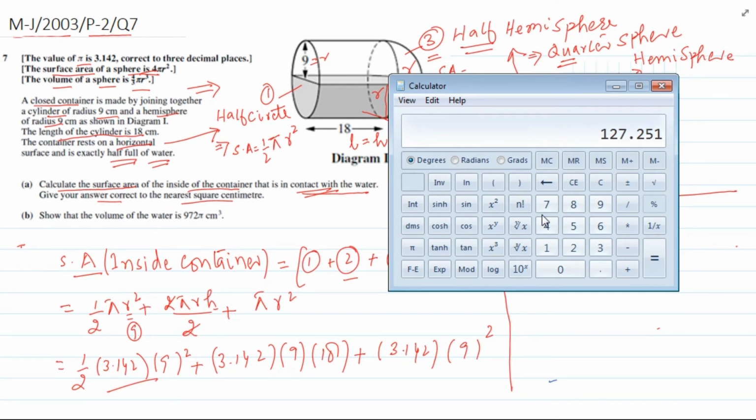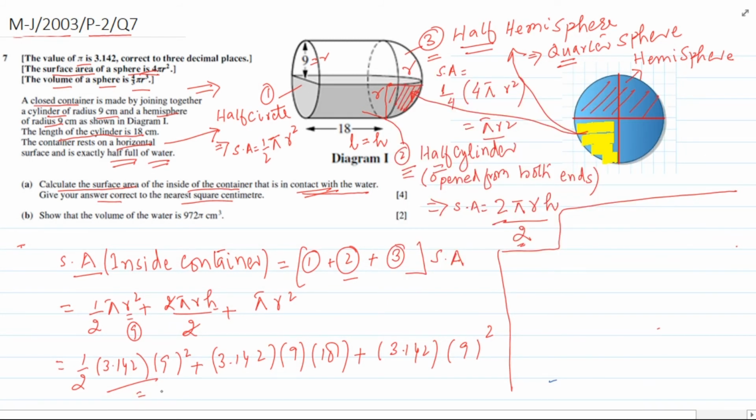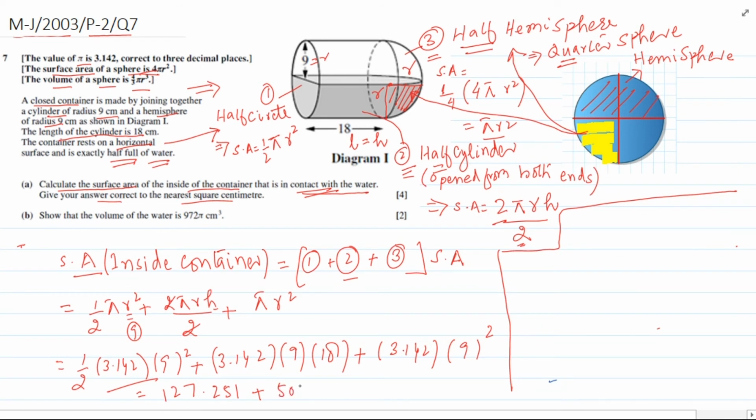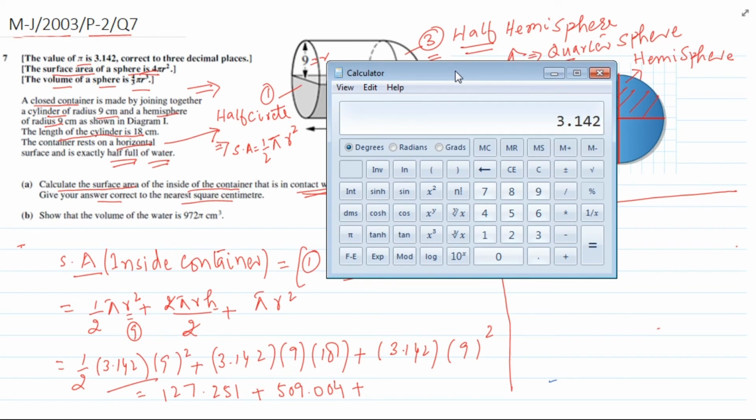254.502 divided by 2. We get 127.251. This is equal to 127.251 plus 3.142 multiplied by 9. We get 28.278, then multiplied by 18 we get 509.004 plus 3.142 multiplied by 9 squared, we get 254.502.